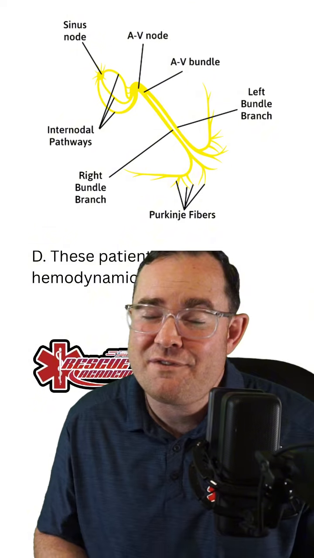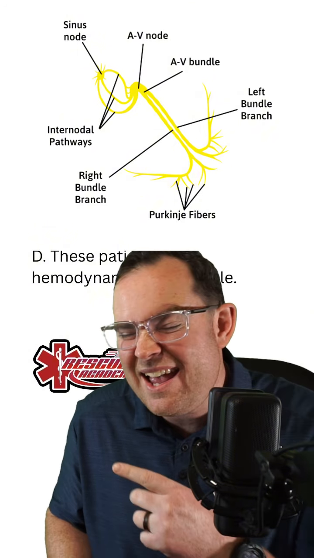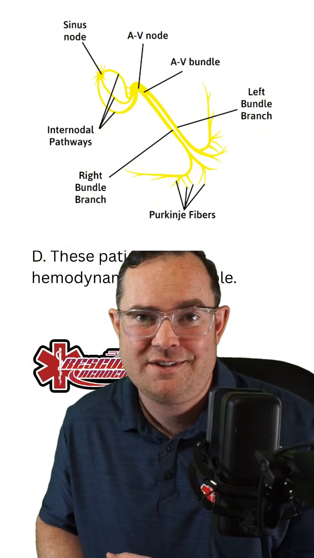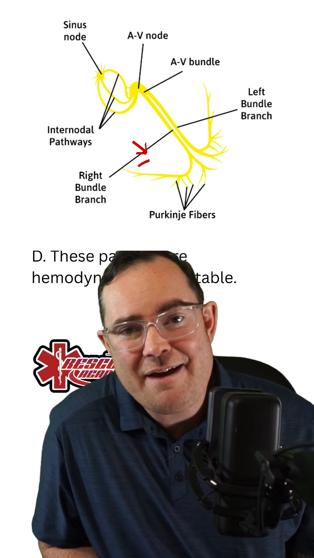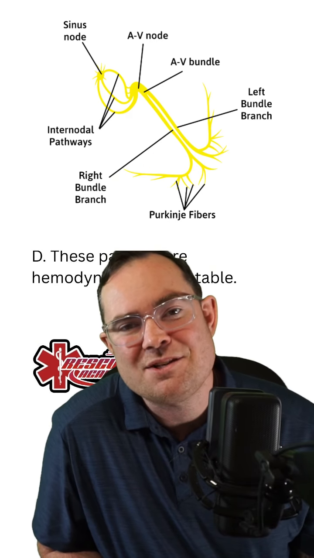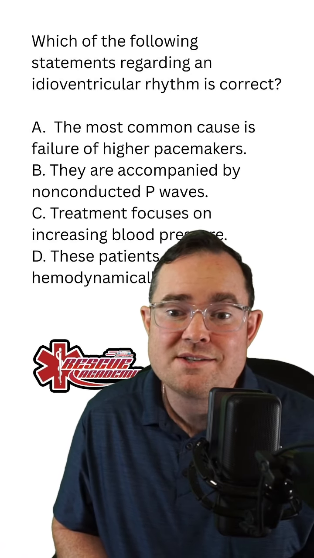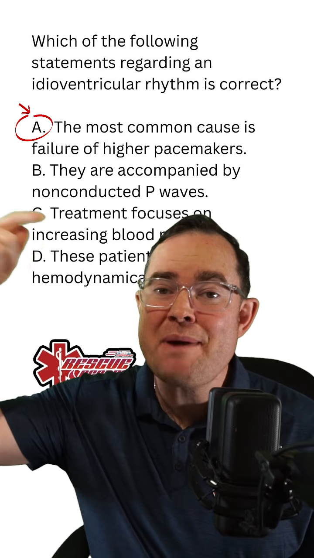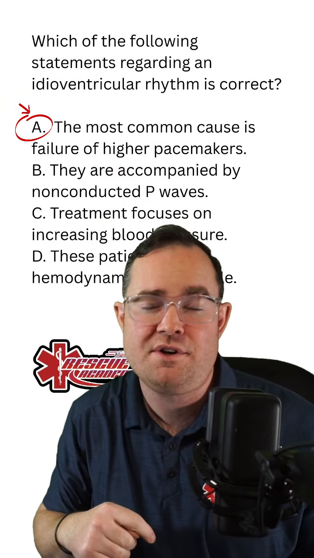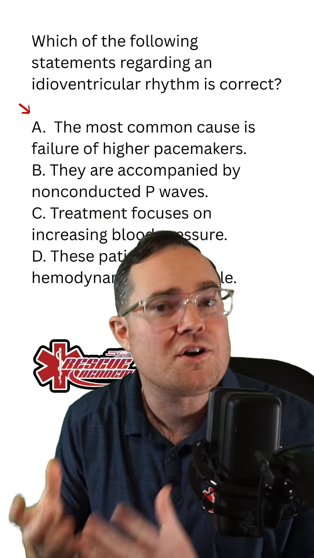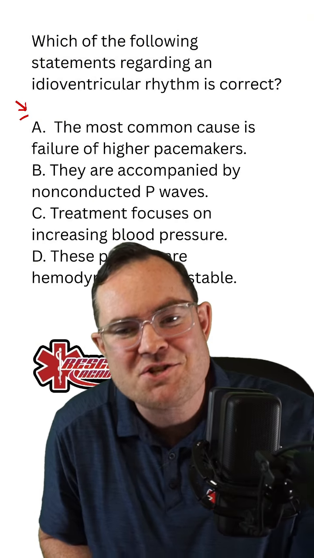But guess what? If your SA node fails and the AV node fails, then your ventricles have to take over. And that is what idioventricular is. Again, the most common cause is because those higher pacemakers have failed to do their job and now the ventricles are taking over. The best answer here is A.